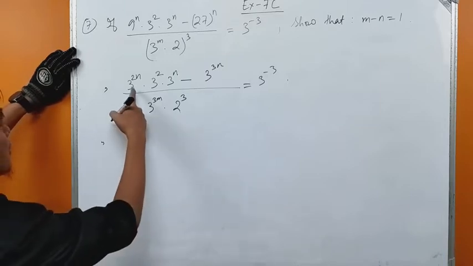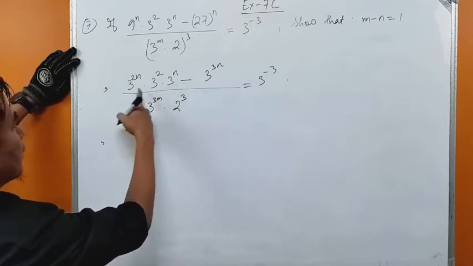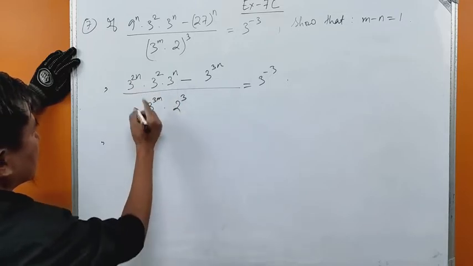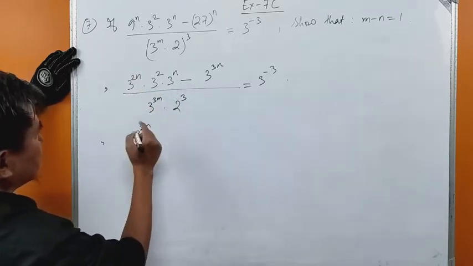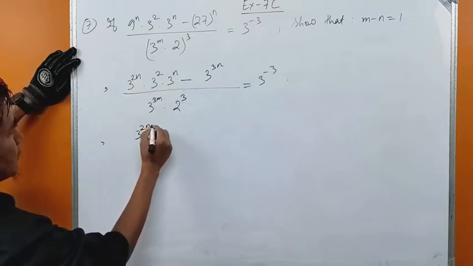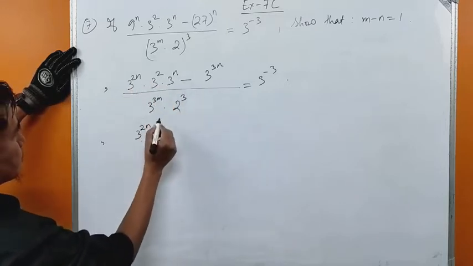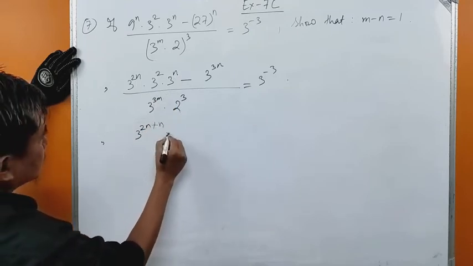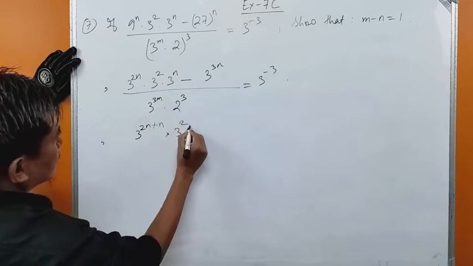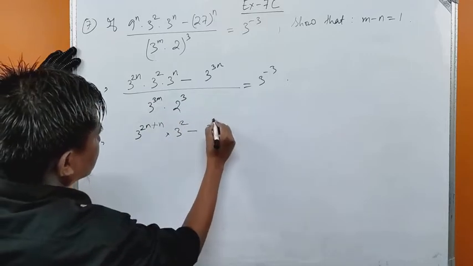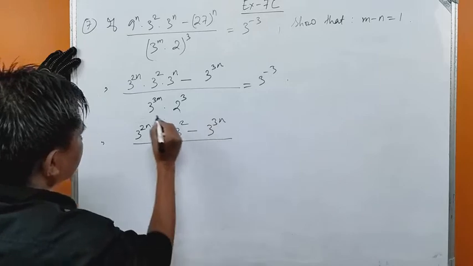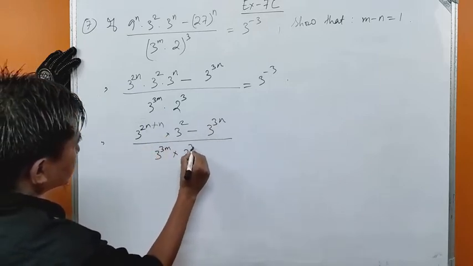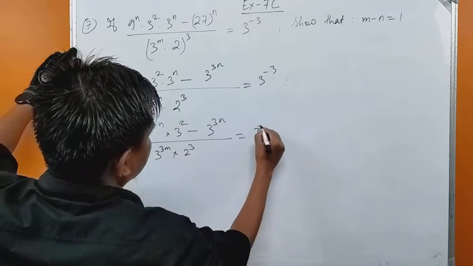Bases are equal, 3 to the power 2n, 3 to the power n. The bases are equal, so the powers will be added. So 3 to the power 2n plus n, isn't it? Then (3^(2n+n) × 3^2 − 3^(3n)) upon (3^(3m) × 2^3) equals 3^(−3).